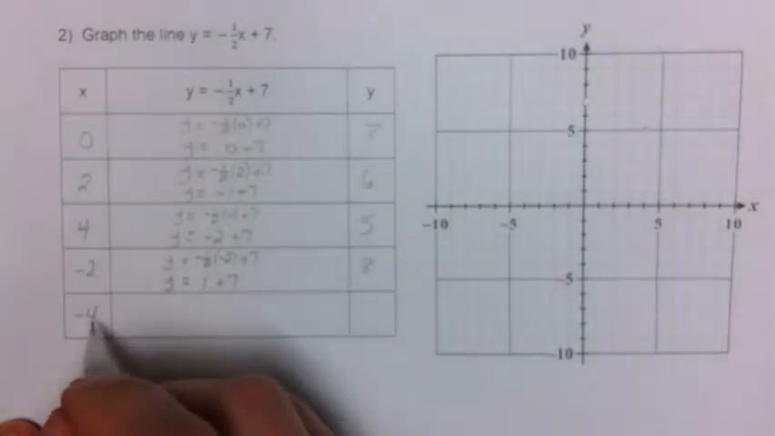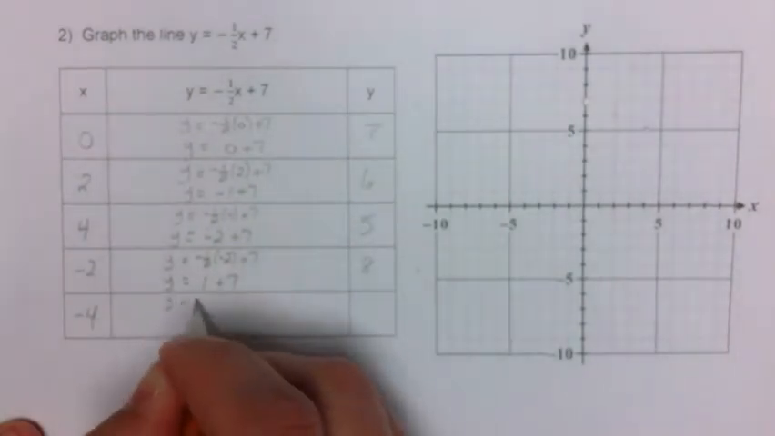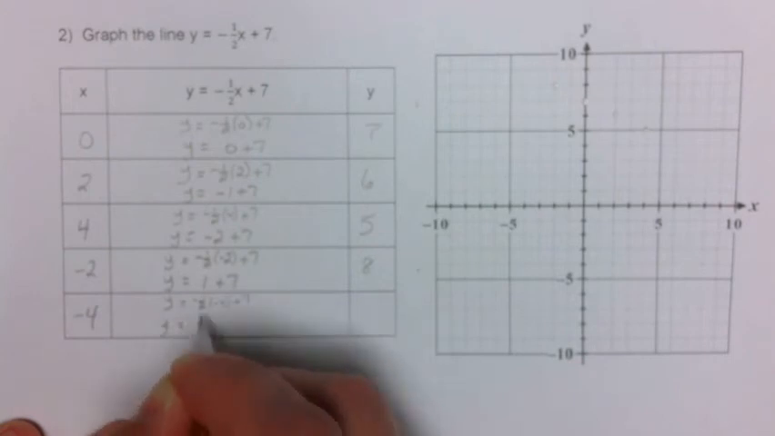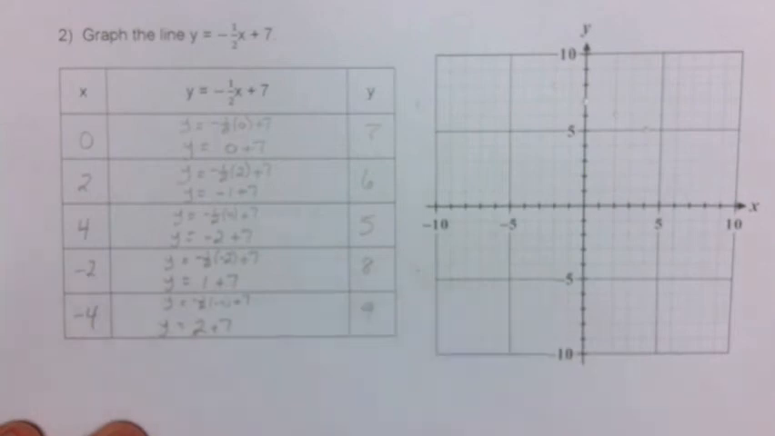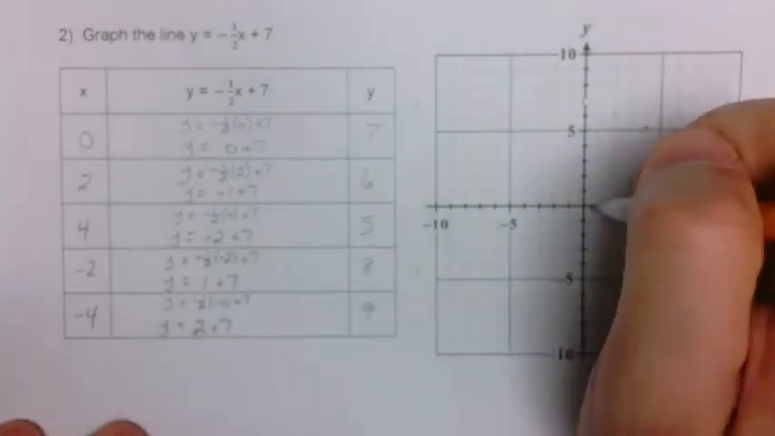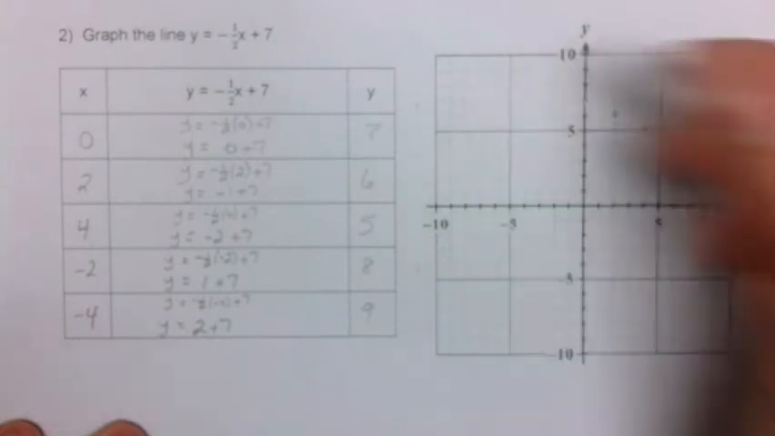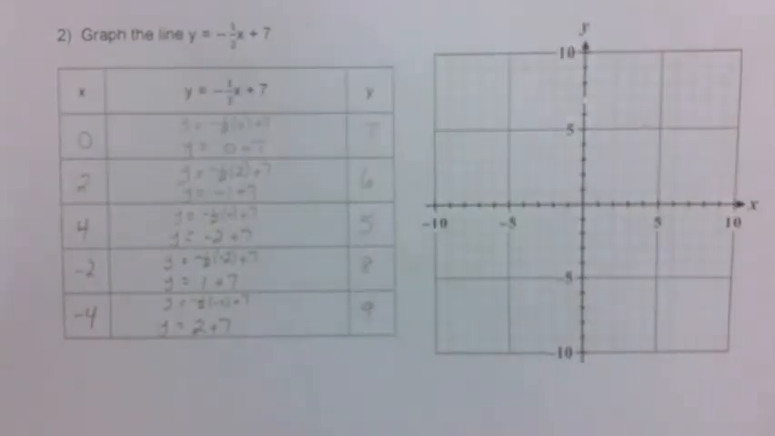And finally, if x is -4, y equals -1/2 times -4 plus 7. -1/2 times -4 is 2, plus 7 is 9. -4 comma 9. So to the left 4, up 9 right here. Okay, so those are my 5 points.